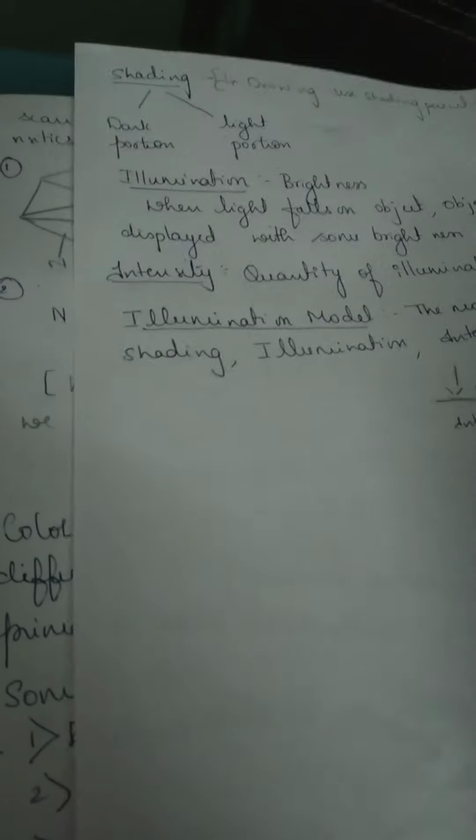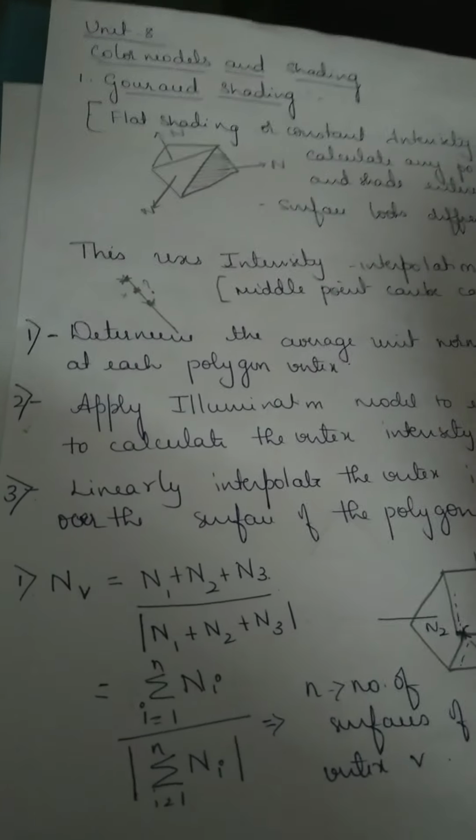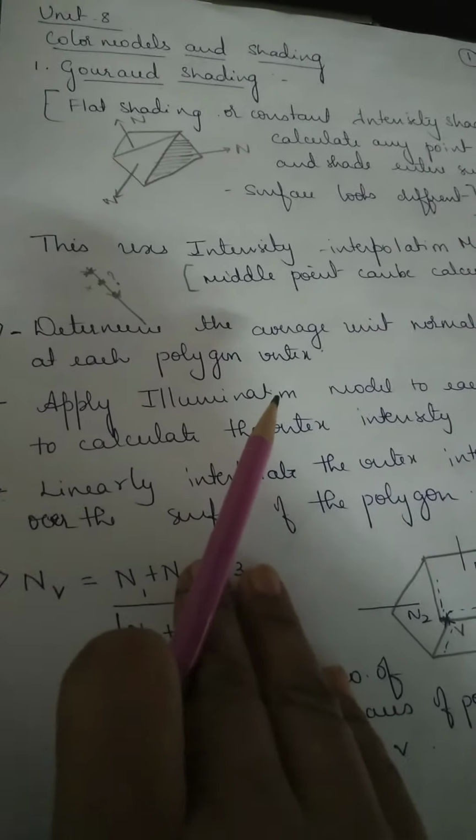Right? When this is a surface, when light falls on the surface, if I take this point, the intensity of this point, I can say it is 1. It is brighter than other portions of this surface. Next, under shading, there are two different types of shading, that is Gouraud shading and Phong shading. The main or important topic is Gouraud shading.